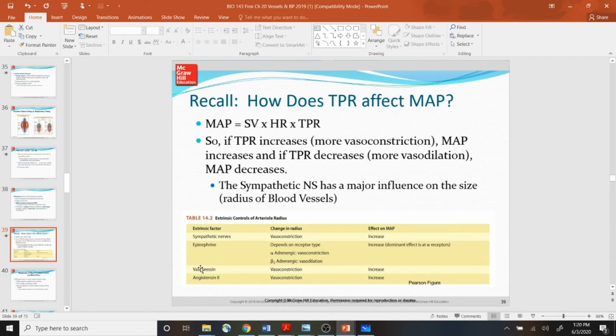Now, as we get into some of our hormones as part of the urinary system, like there's ADH, which is also called vasopressin, and angiotensin II. Briefly mentioned in this chapter, but we're going to talk more about it in our urinary system. That can affect blood vessel size and blood pressure also.